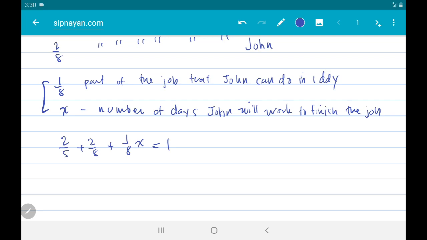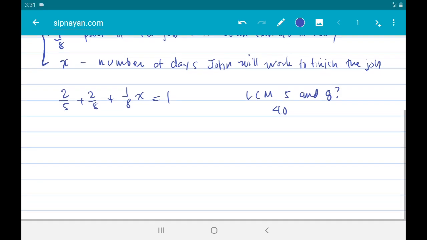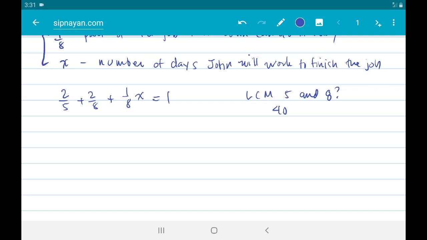yung the entire job. Again, pag nag-solve tayo ng ganitong klase ng equation, we multiply both sides of the equation by the LCM of the denominators. So, what is the LCM of 5 and 8? That's 40, di ba? So, hindi ko na ituturo sa inyo pagbuha ng LCM. Dapat alam nyo na siya. This is algebra, so prerequisite knowledge siya. Kung hindi nyo alam paano ay tignan nyo yung video natin on LCM. So we multiply both sides of the equation by 40. So 40 times 2/5 plus 2/8 plus 1/8 x equals 40 times 1.